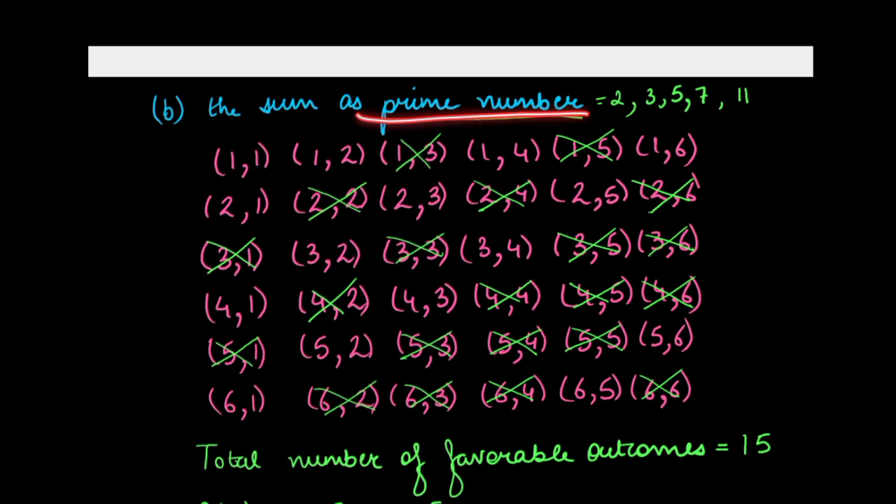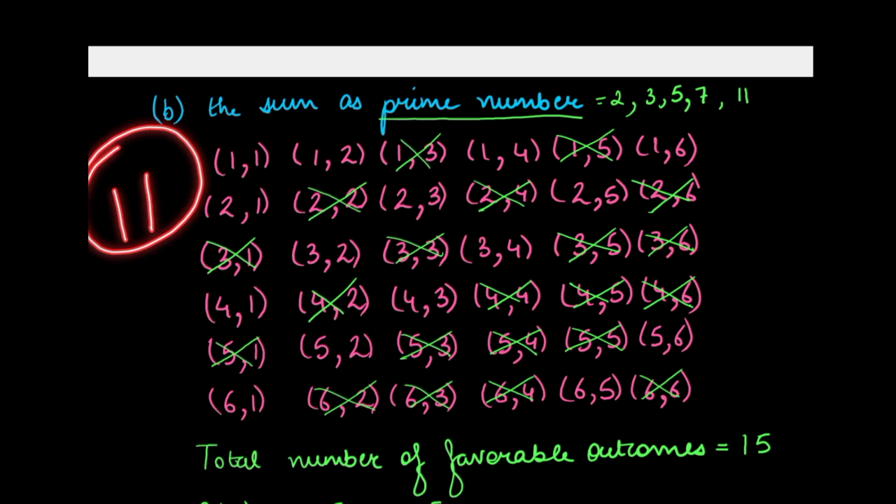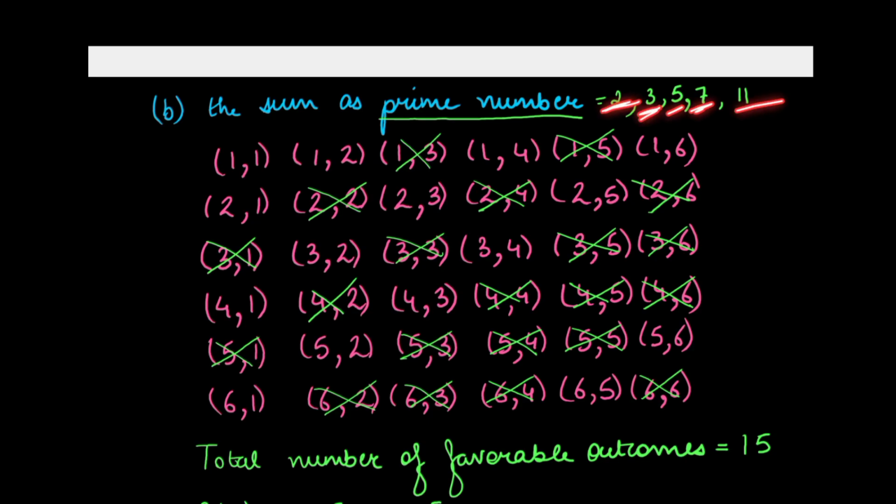The sum as prime number. What are prime numbers? A number that is divisible by 1 and the number itself only. Like 11. If we see the factors of 11, there are only 1 and 11. So this is a prime number. Okay. So let's see. How many prime numbers are there? 2, 3, 5, 7 and 11. So these are the prime numbers.